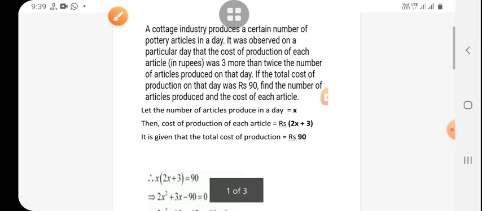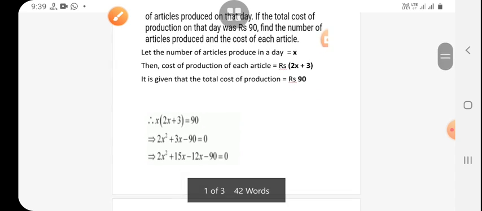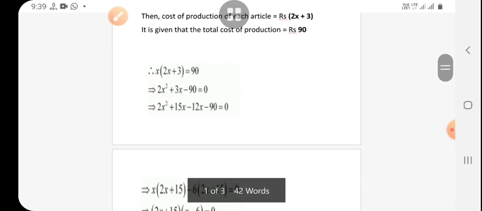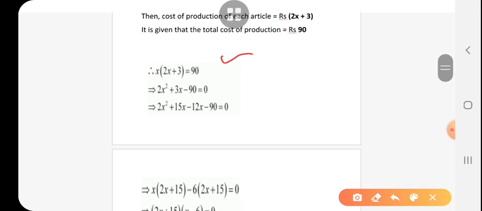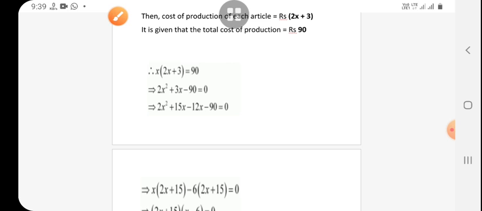Look at here. So you will get this equation. Now multiply it: 2x square plus 3x. Just transpose 90 from right side to left side, then you will get 2x square plus 3x minus 90. Then it is a quadratic equation. Now factorize it by the middle term factor.